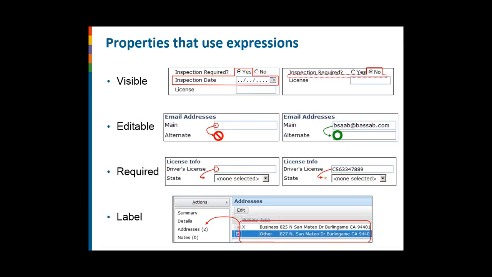That is one scenario. And requiredness. If the driver license is provided, then you want the state to be a required field. So the state is marked as required once the driver license number is given. The required indicator is shown as a star.